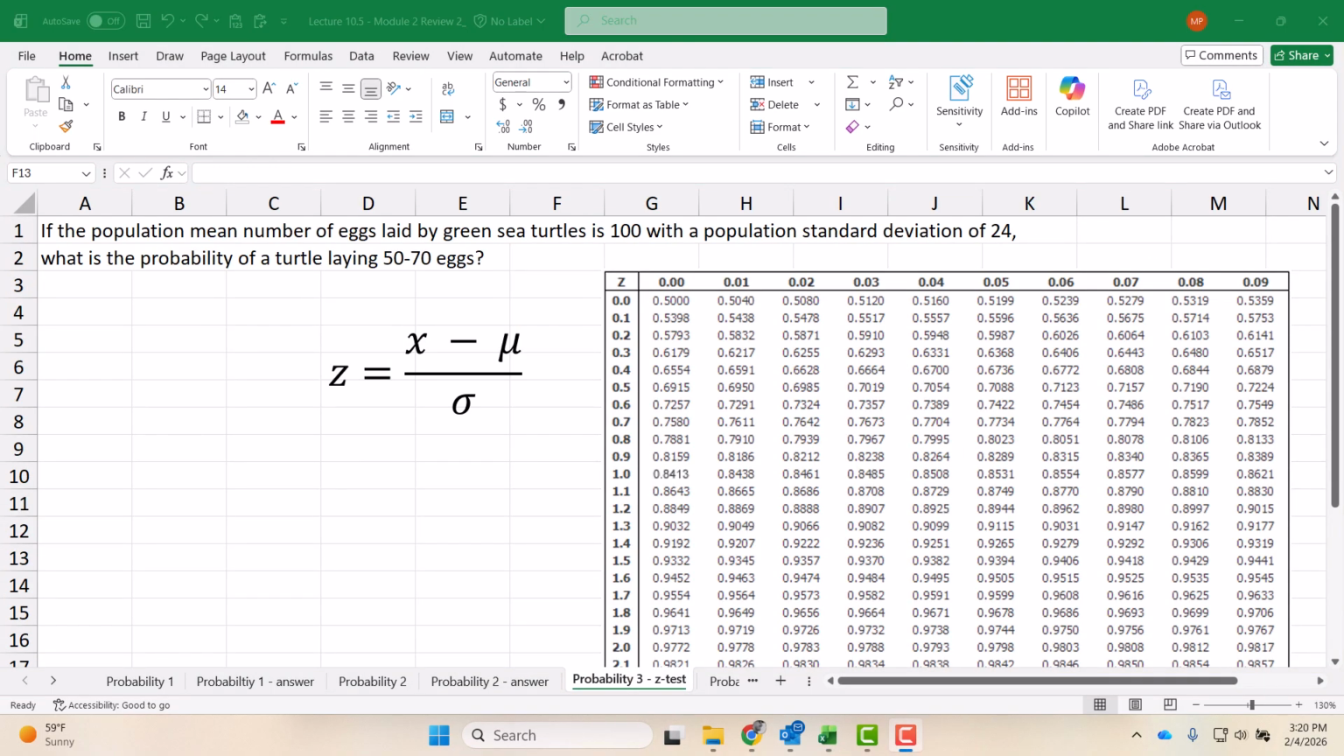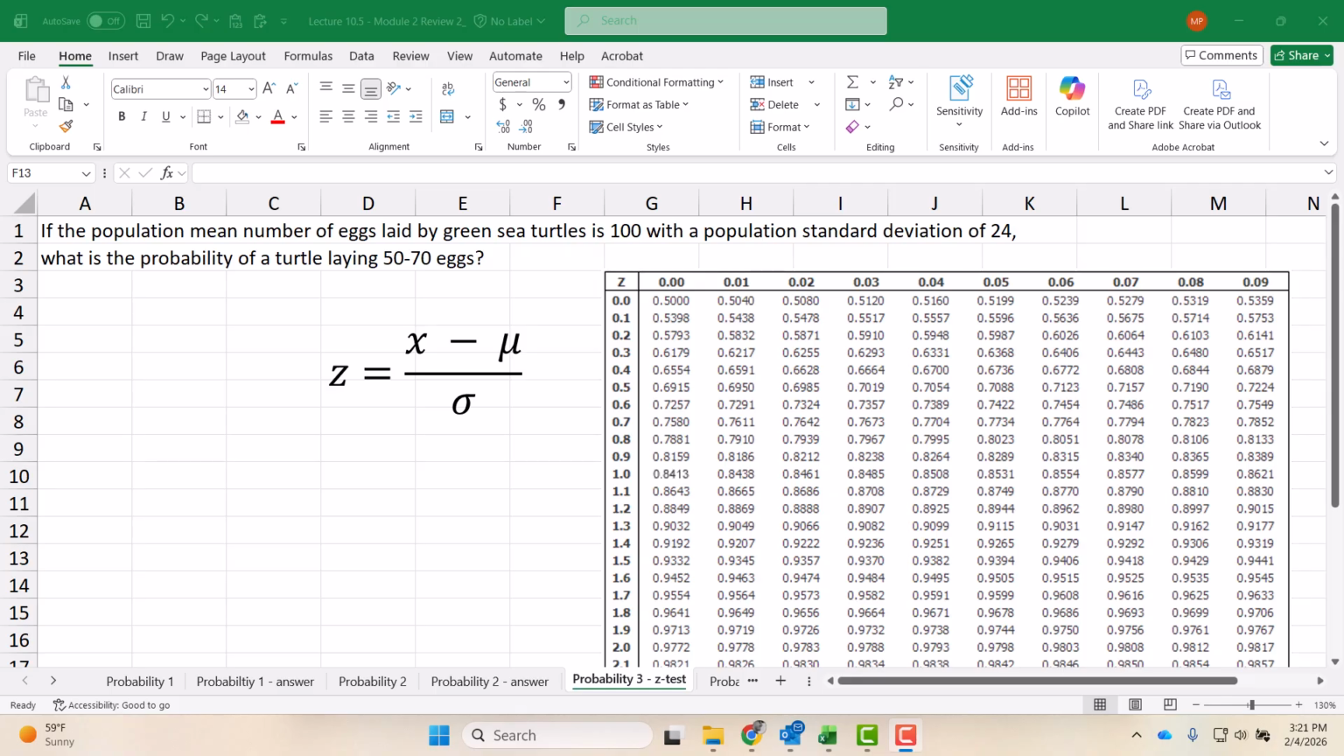And finally, for probability, we're going to conduct the z-test. Let's say that we're interested in sea turtles and how many eggs they lay. And assuming we have a normal population, and we know what the population mean is in terms of eggs laid per sea turtle, and the population standard deviation, we can use this test. For our example, population mean is 100 eggs per female sea turtle each time that they make a nest, with a population standard deviation of 24. And what we're interested in is the probability of a turtle laying between 50 and 70 eggs.